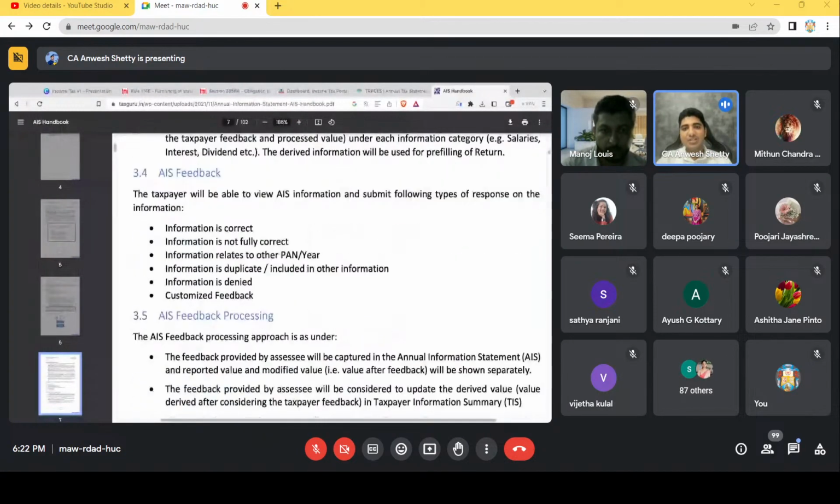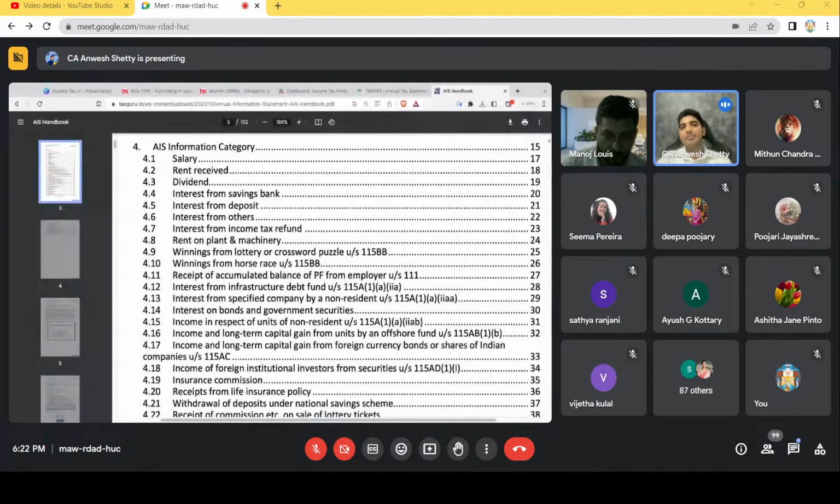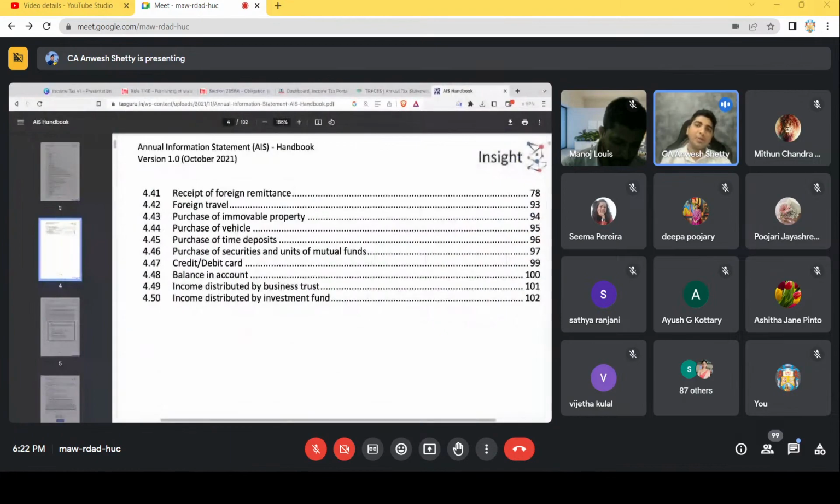Now, how many transactions are basically covered under AIS? Let me take you through here. Generally, your salary-related information will be there, rent received information, dividend information, the SB interest that you receive, your FD interest, other interest on income tax refund. There are around 50 types of transactions that are already captured in your AIS. So I urge all the faculties and all the members here, after this session, please go through the AIS handbook to get a bird's eye picture of what exactly the government is planning to do.